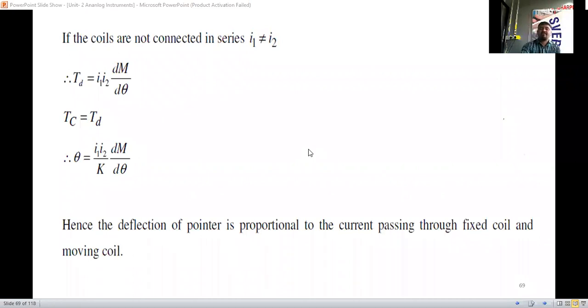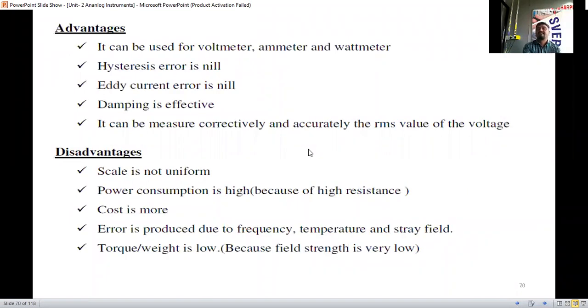So it has some advantages and also some disadvantages. What are those advantages and disadvantages? We are going to discuss here. It can be used for voltage measurement, current measurement, and power measurement. That is the first advantage. We are not using any iron core material here. Air is used as the core, so we are using an air core coil.